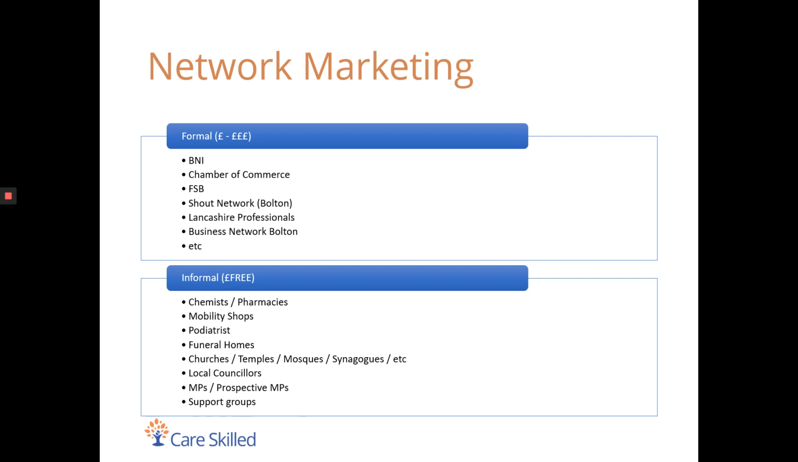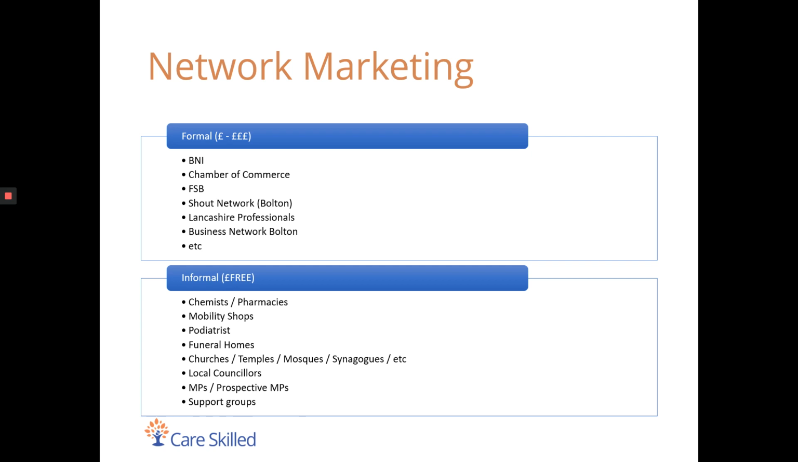So you need to make relationships with chemists and pharmacists, with mobility shops, with podiatrists, with funeral homes, with churches, temples, mosques, synagogues, other places of worship. You need to meet all your local councillors. In each of the wards, it's usually two councillors per ward. Go and meet them. Go and speak to them, go and develop those relationships. MPs and prospective MPs, meet them. Support groups that operate in your area.